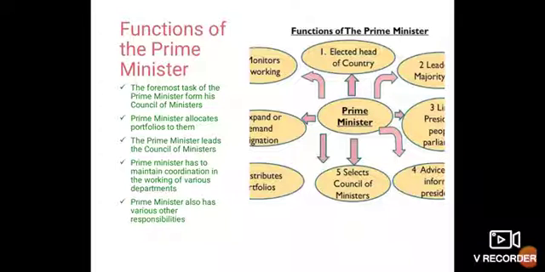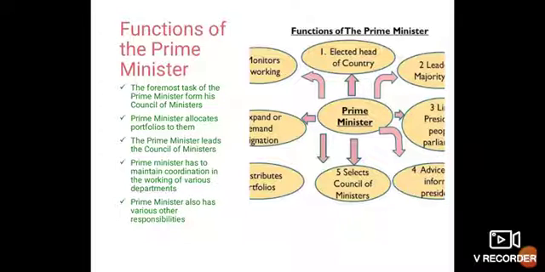First, the foremost task of the prime minister is to form his council of ministers. While doing this, the prime minister gives priority to trustworthy colleagues while considering their administrative experience, governance skills, efficiency and technical expertise. So after election, the party that wins the majority seats, from among them one member is elected as prime minister. Now immediately the responsibility of the prime minister starts.